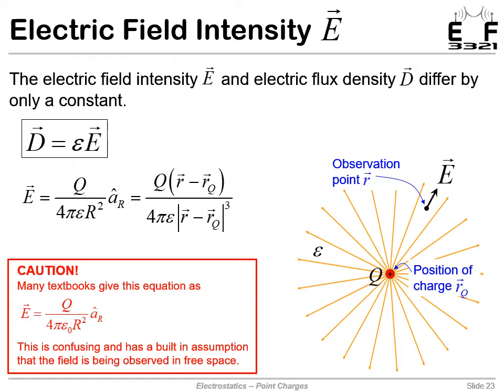So in this class, we will calculate the electric flux density around the charge first. There is no permittivity in that equation, and it works always. And then when we need the electric field intensity, we just simply divide D by the permittivity, and we have the electric field intensity. So I'll get off my soapbox about that.